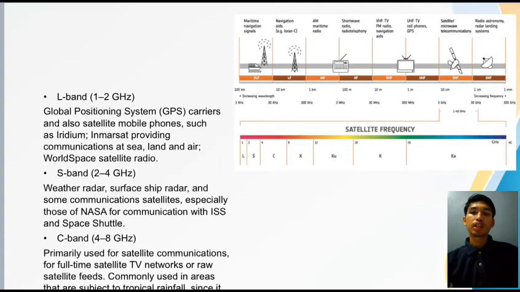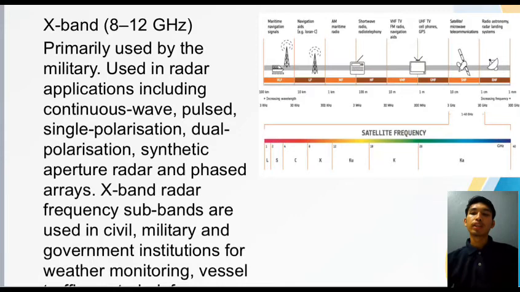The first type is L band, which is 1 to 2 GHz, S band 2 to 4 GHz, C band 4 to 8 GHz, X band 8 to 12 GHz, Ku band 12 to 18 GHz, and Ka band 26 to 40 GHz. Each of these types of band has its own use and function, and I have stated that function in the slide.